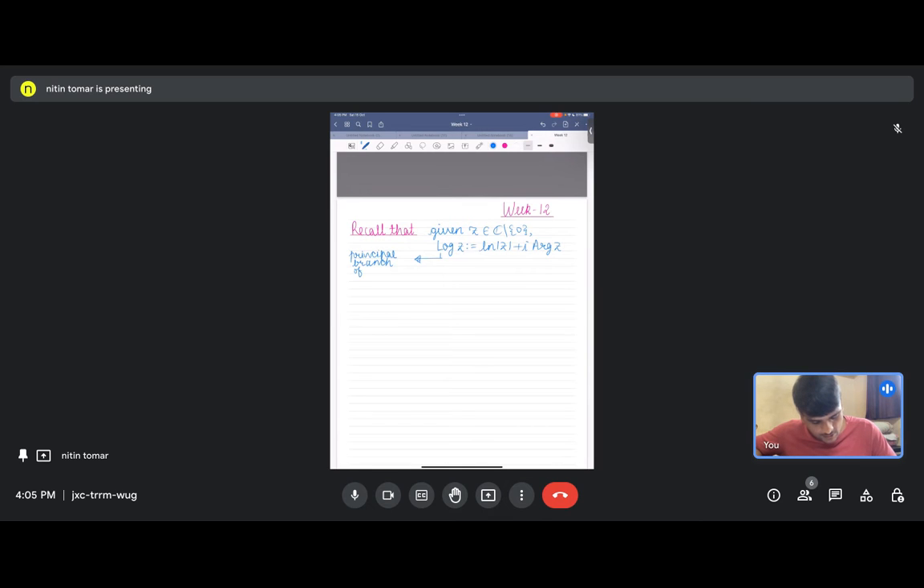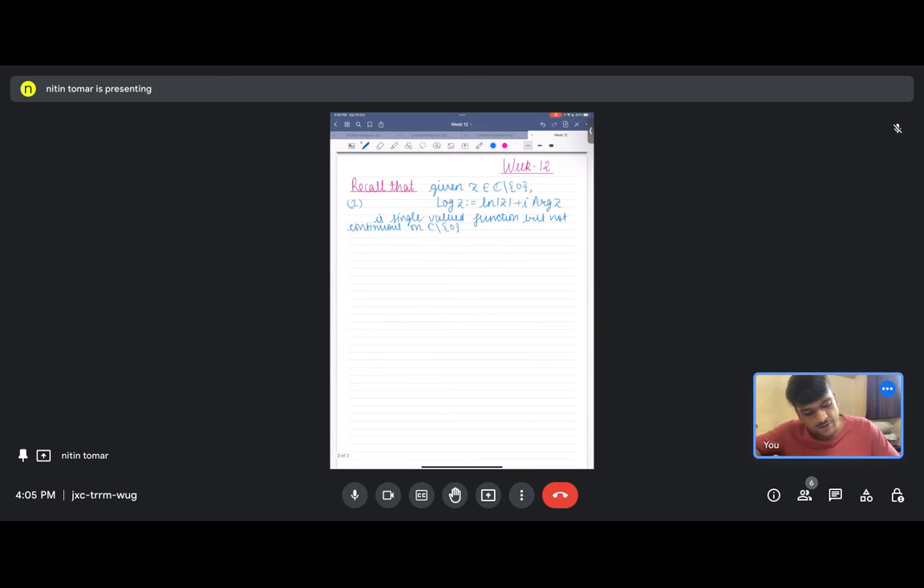This was called the principal branch of logarithm. Actually, it's not a branch. So we saw that this function is single valued, and we saw that this is not continuous on C minus 0.